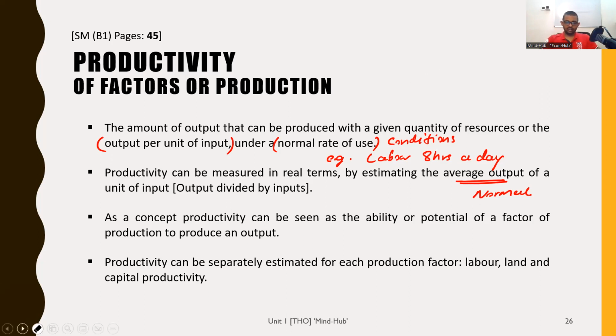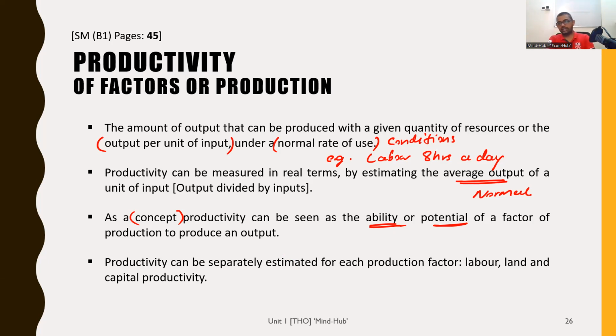So theoretically, I'm going to the third point. Theoretically, as a concept, productivity is the ability or the potential of a given factor of production to produce an output. Each factor of production, it could be land, labor, or capital, has a productivity within it. That means an ability to contribute, an ability to produce a good or service.